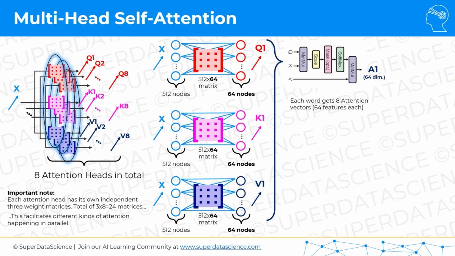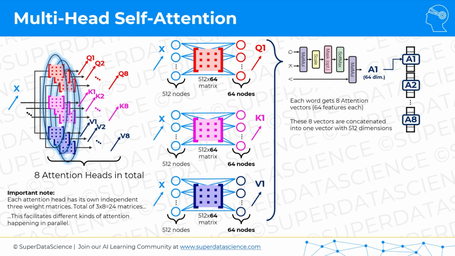So each word gets 8 attention vectors. This is the first one from the first attention head. Then from the second one, we'll get A2, and so on, and from the 8th one, we'll get A8. And these 8 vectors are then concatenated into one vector with 512 dimensions. So we take A1, A2, etc., A8, and we put them all together, we stack them on top of each other, and that's where we get this 512-dimension vector.